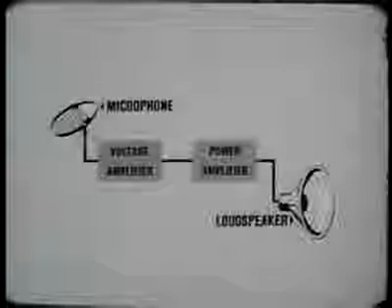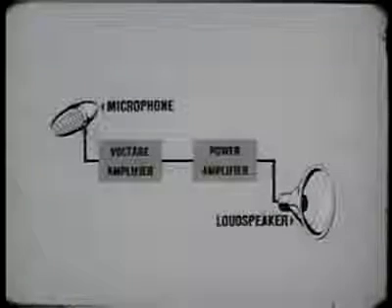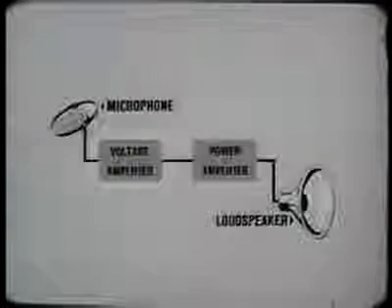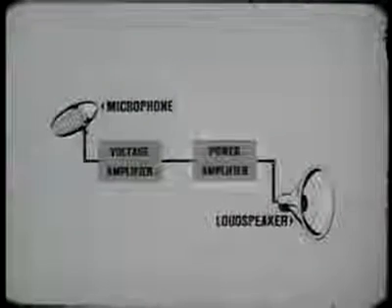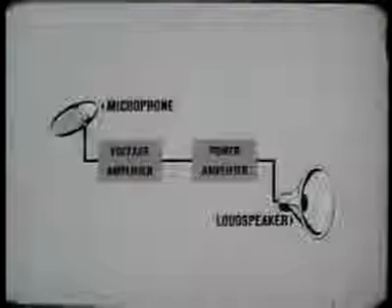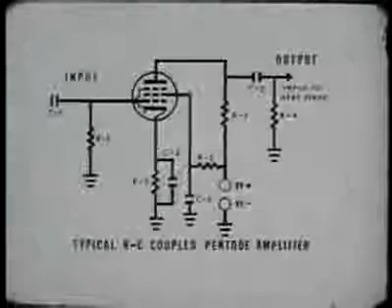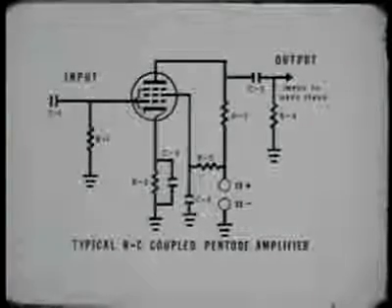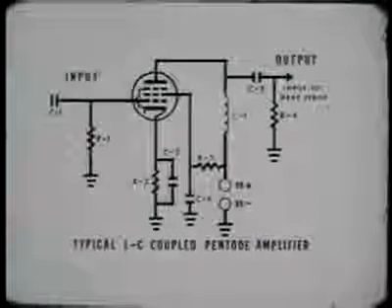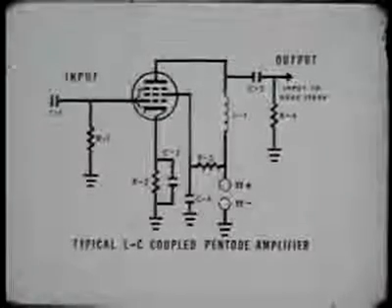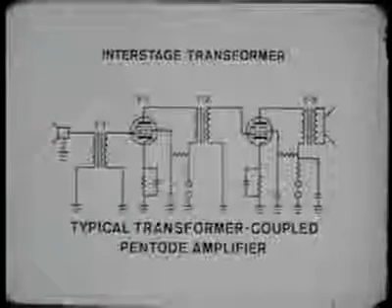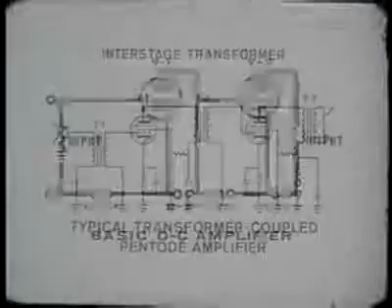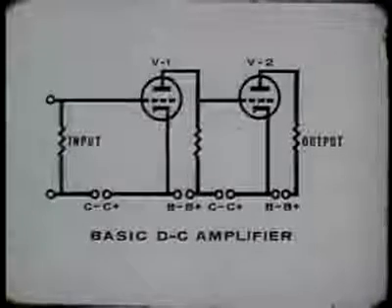Amplifiers are also classified according to types of service, whether they are to be used as a voltage amplifier or a power amplifier. There are 4 general methods of interstage coupling. They are resistance-capacitance coupling, impedance coupling, transformer coupling, and direct coupling.